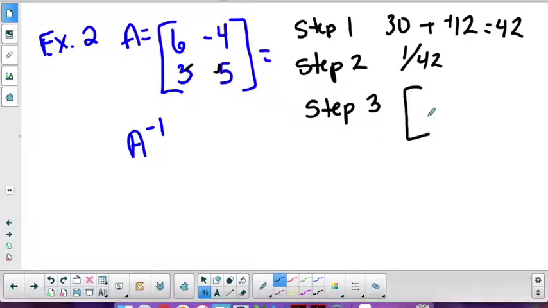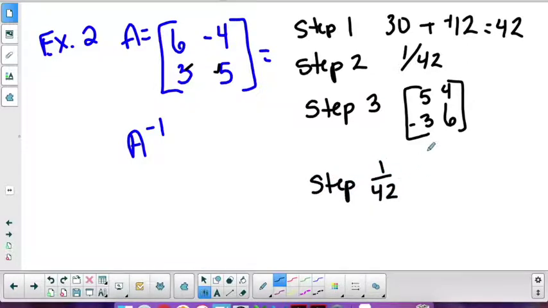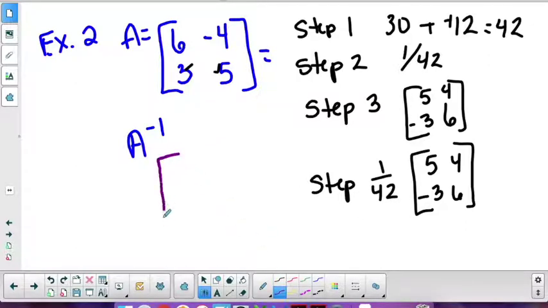Okay, so we're going to swap the 5 and the 6, and we're going to change the signs on the 4 and the 3. Okay, and then the last step is to scalar multiply the reciprocal times the swapped and changed original. Please make sure you're reducing as you go so that you can get your lowest fractions, but definitely, it is going to be a fraction and it's okay. So 5 over 42 does not reduce, so that one's fine. 4 over 42 does reduce, that's going to be 2 over 21.